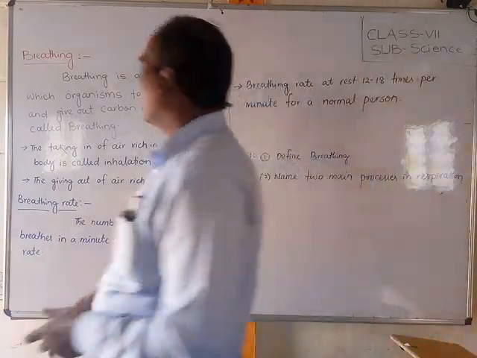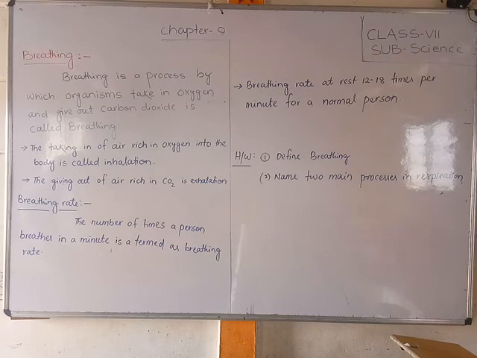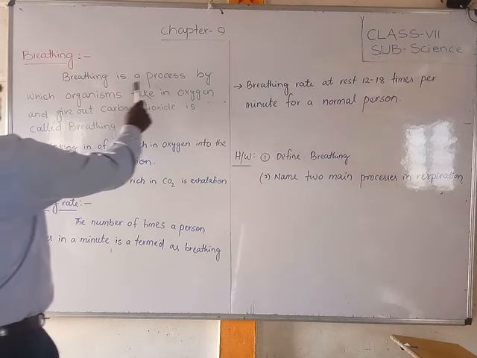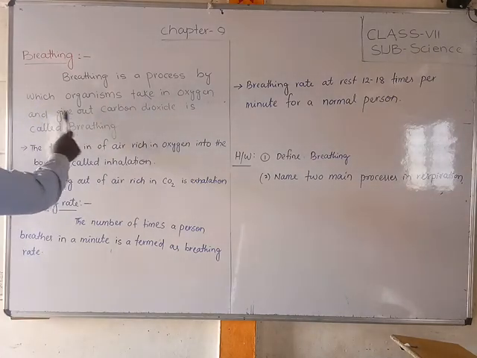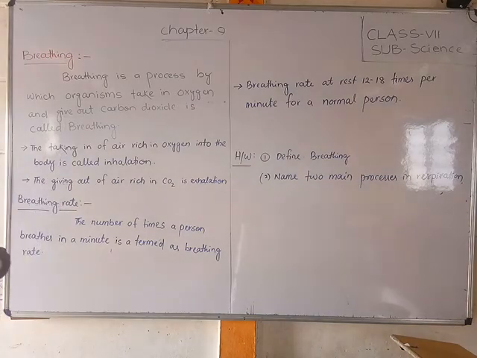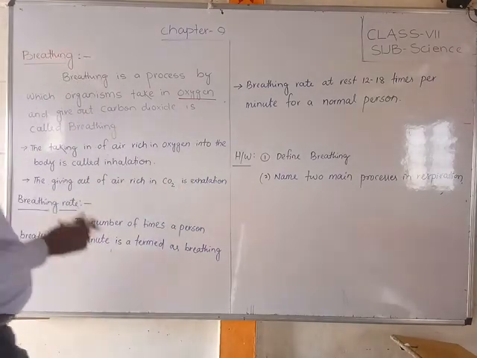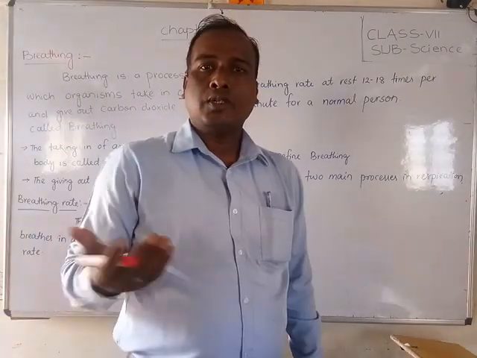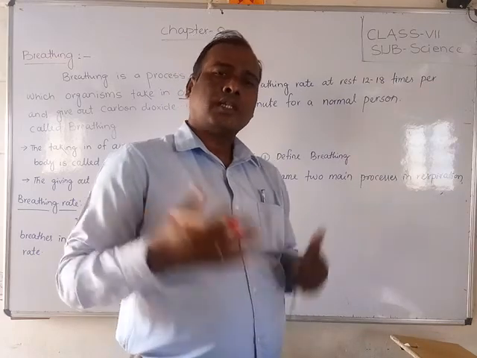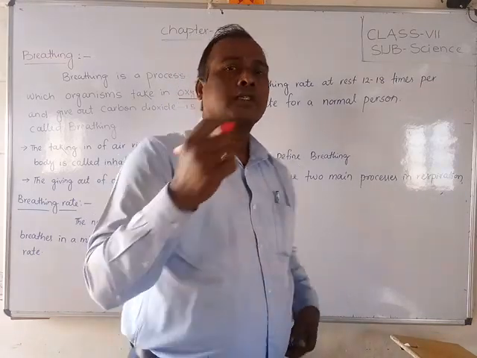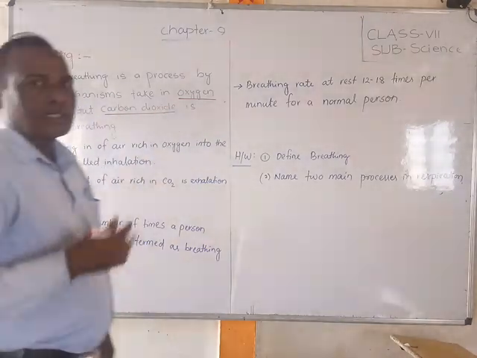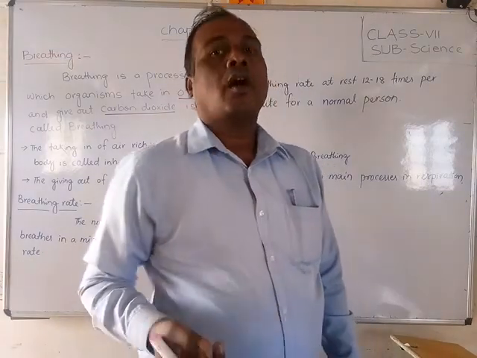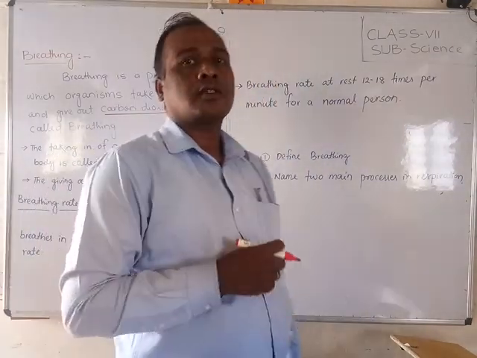See here, students, first of all write down the definition. Breathing is a process by which organisms take in oxygen and give out carbon dioxide. Organisms means any animals, maybe human beings, tiger, cat, whatever. They take in oxygen and give out carbon dioxide gas. This whole process is called breathing.